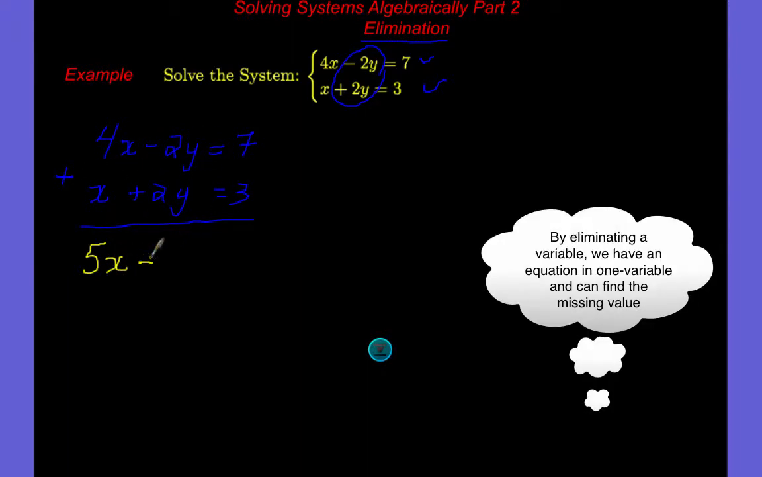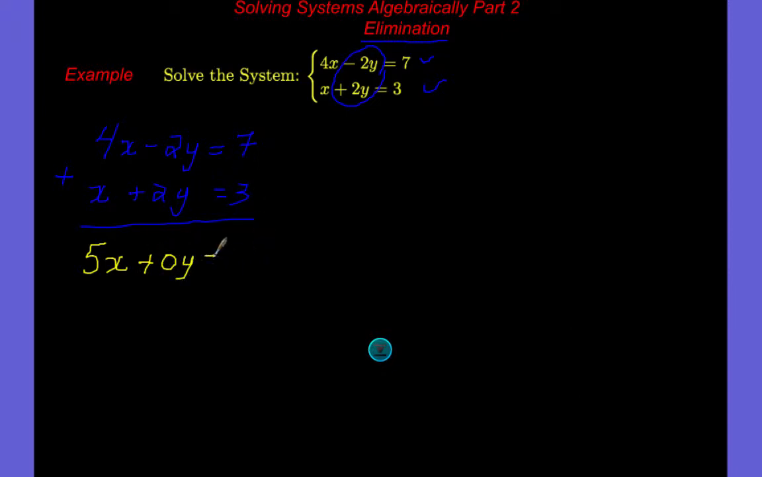Negative 2y plus 2y is 0y, so that's eliminated, and we get 7 plus 3, which is equal to 10. Okay, so now we're left with 5x equals 10, so that means by dividing each side by 5, we're left with x equals 2. So we're halfway there. So now I just have to pick which equation I'm going to substitute back in for.